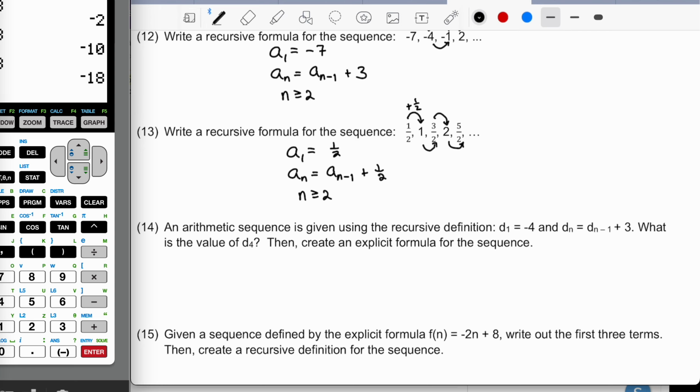So if you interpret the rule correctly, then something like number 14 is very easy. An arithmetic sequence is given using the recursive definition. They use D's instead of A's. It's really not a big deal. It's got the same structure. They're telling us that the first value is negative 4. So this is the first value. And this here is the common difference.